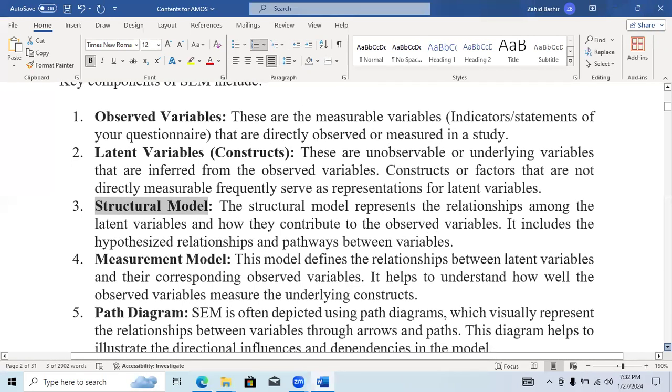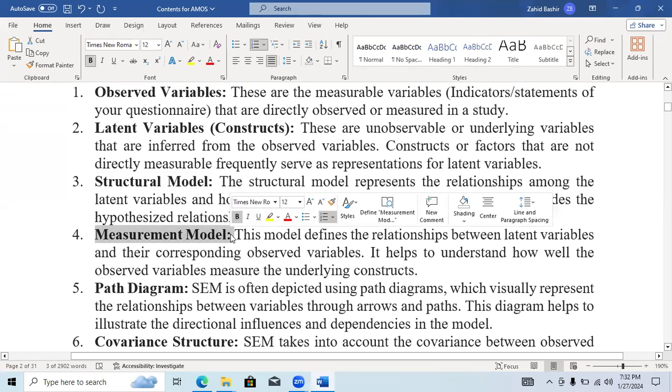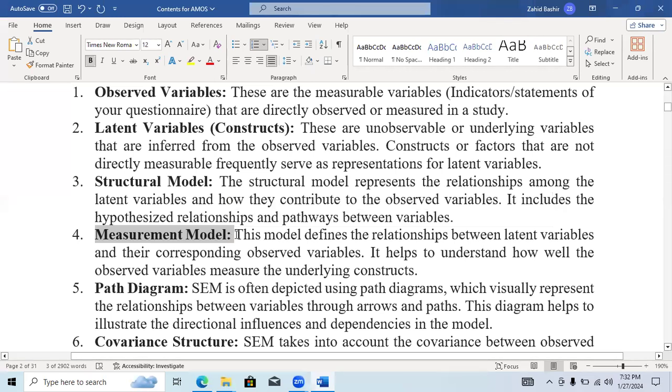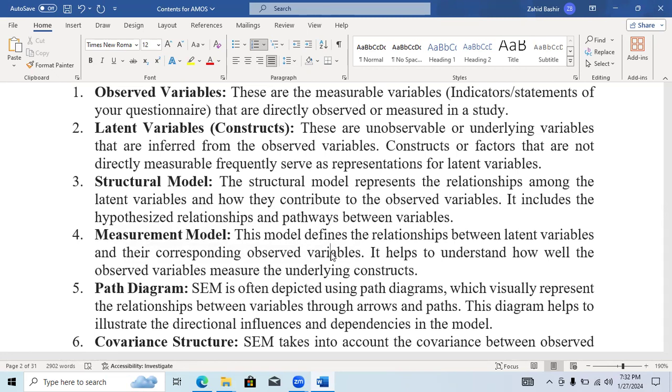It is one of the most important components of structural equation modeling. Then there is a measurement model, which is used for measuring your latent variable, how your indicators basically measure your latent variable. This model defines the relationship between your latent variable and its corresponding observed variables, because every construct or latent variable must be measured through some indicators or questionnaires. You need to have a measurement model first. It helps to understand how well the observed variables measure the underlying constructs.